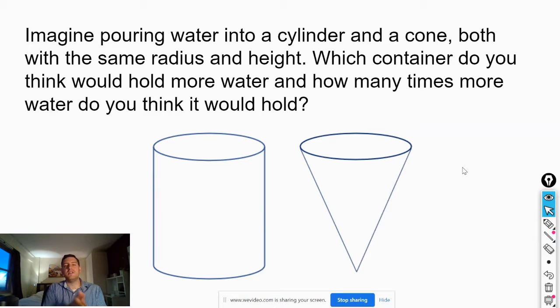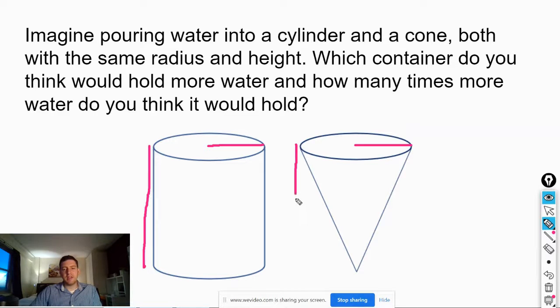So let's figure out how to find the volume of a pyramid and a cone. Imagine pouring water into a cylinder and a cone. We'll use an example of a cylinder and a cone, but the idea is the same for any kind of pyramid. Both have the same radius and height. So the radius of this cylinder is the same length as the radius of the cone, and the height of the cylinder is the same as the height of the cone. Which container do you think would hold more water, and how many times more water do you think it would hold? Just pause the video for a little while and think about that.